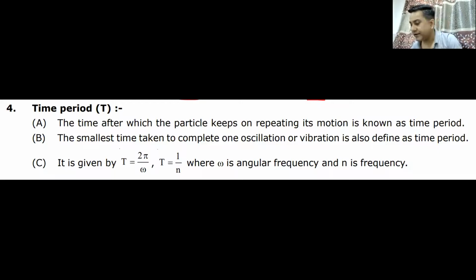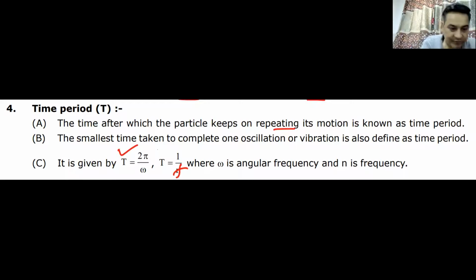Are we done? Yes, sir. Here comes the next thing, sir. And the next thing is time period. What do you mean by time period? Time period is the time after which the particle keeps on continuing or repeating its motion. Time period T is 2 pi by omega, which is 1 by f. You all know this, yes or no? Yes, sir. Please note it down.